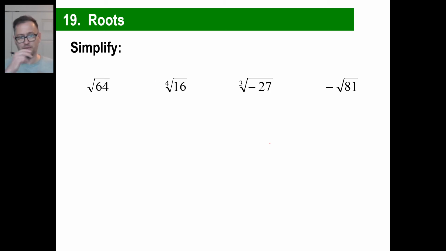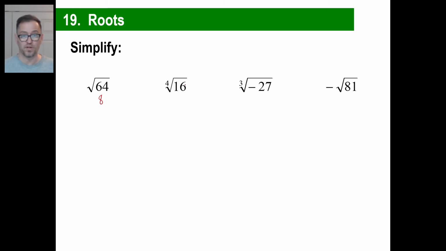All right, let's simplify these. Now notice there is no 2 outside that 64. They just assume since there isn't a number there, you know what to do. It's going to be 2. So what number times itself twice gives you 64? And the answer is 8. You should know your times tables.